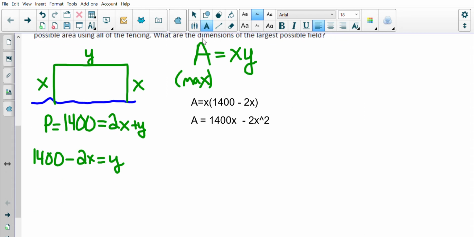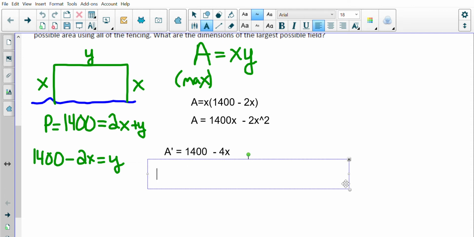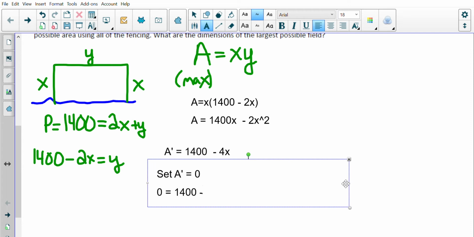All right, so that means I'm going to take the derivative of our area, because that's what we're trying to maximize. So A prime is equal to the derivative of 1400x, which is just 1400. And then the derivative of negative 2x squared is negative, let's see, 2 times 2 is 4, and subtract 1 from the exponent. All right, so there's our derivative. Now again, to find a max or a min, we're going to set that derivative equal to 0. So that means we've got 0 is equal to 1,400 minus 4x.